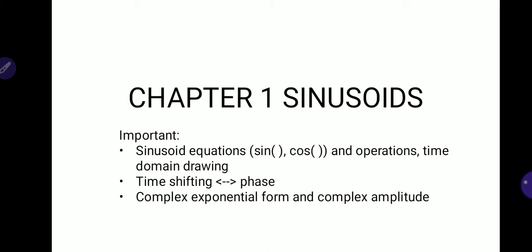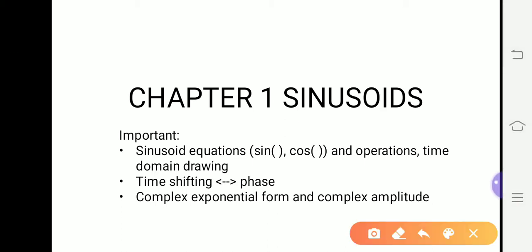Next, in this chapter as well as the next chapter, we'll be looking at some operations of sinusoids. That means we might be adding a few sinusoids, we might be multiplying them and then seeing what we get from there. And next, what is important is we will be focusing on the time domain. We will look at the sinusoids in the time domain.